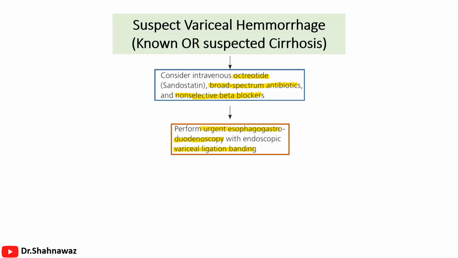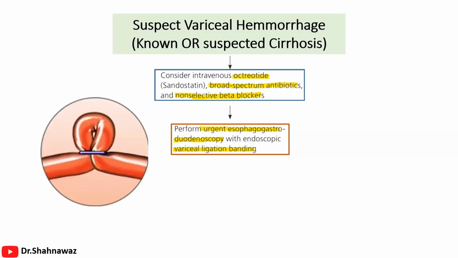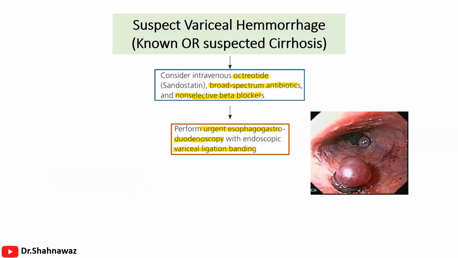We use these medications in the initial treatment and management, but then we perform urgent esophagogastroscopy and do the ligation. Look at this picture, there is a variceal ligation band. The vein that is the source of bleeding should be banded like this, and this shows the typical endoscopic view of banding of the submucosal varices.